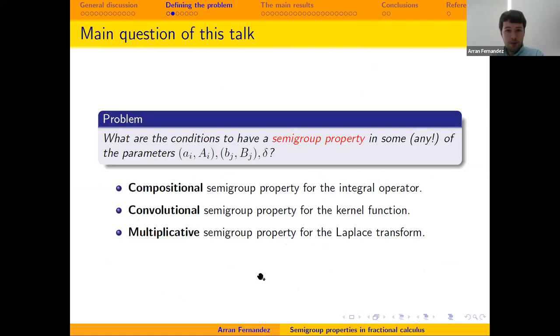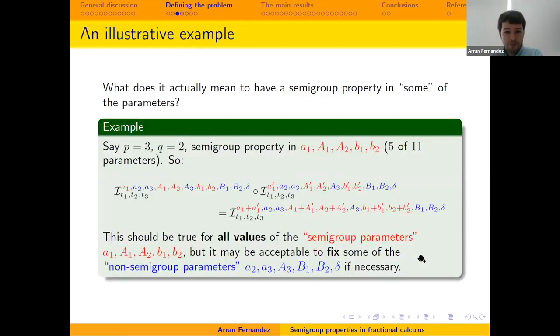So this is the main problem. But before we go into solving it, we need some more discussion just to understand more clearly what this is saying. Because what does it mean to have a semigroup property in some of the parameters? We should set up the problem clearly and formally. So I want to consider an example, just a random selection of parameters to show you what semigroup property actually means. So let's say random values, p equals 3, q equals 2. That means you have 11 parameters, and we're going to say a semigroup property in these 5.